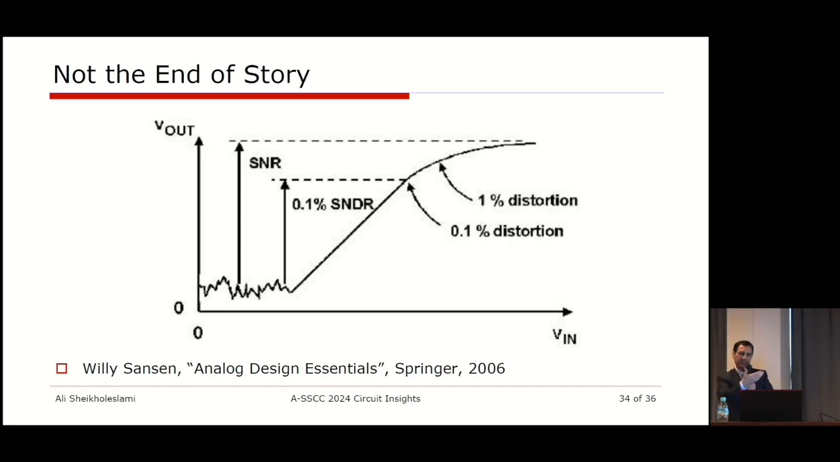And I'd like to end it with something from his book, Analog Design Essentials, which was published in 2006, served many people in my generation, and I believe is still useful for your generation. In that, I borrowed this figure from it, which shows the input signal on the horizontal axis and the output signal on the vertical axis. What happens when the input signal becomes very small?